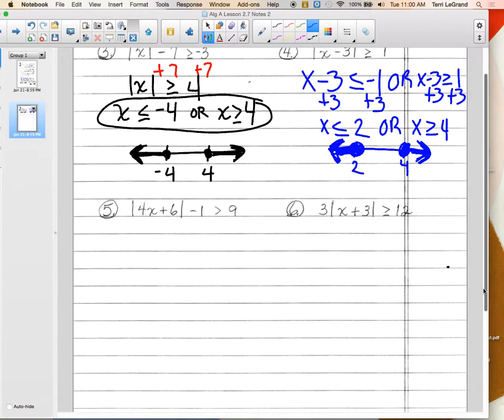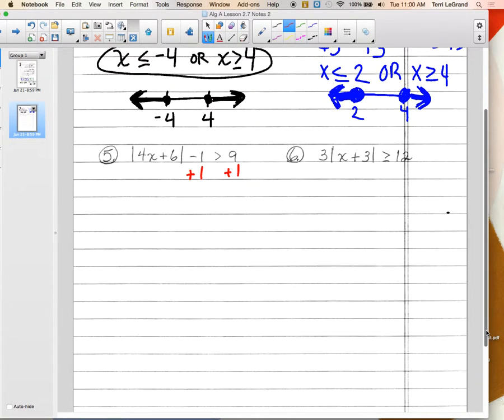What's your first move in number 5? Add 1. Why are we going to add 1? Because it's outside of the absolute value. Got to get the absolute value expression by itself. So we're going to add 1 to both sides, because that subtracting 1 is outside of the absolute value bars on that side. So we have to get that out of there. And then we're ready to say the absolute value of 4x plus 6 is greater than what? 10.